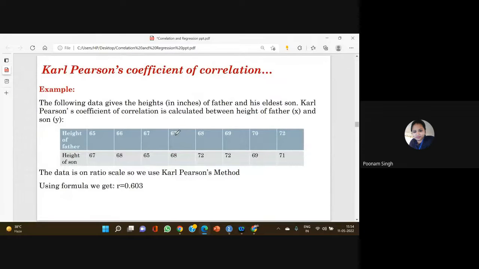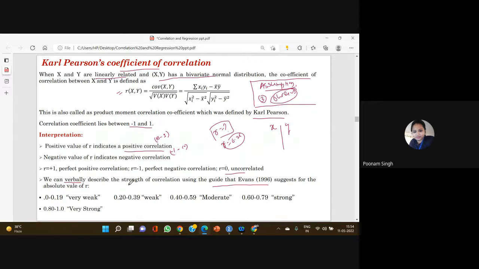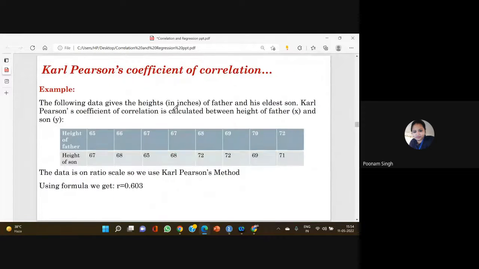So I have conducted one example where the X variable shows the height of the father and the Y variable shows the height of the son. Data on these two variables has been collected, and the data is on ratio scale, so we use the Karl Pearson method, and you can verify that it is following that. I have shown this example to see how R is calculated by hand and how it is interpreted. By using this formula, covariance of XY divided by the square root of variance X and variance Y, we got the value of R equal to 0.603.